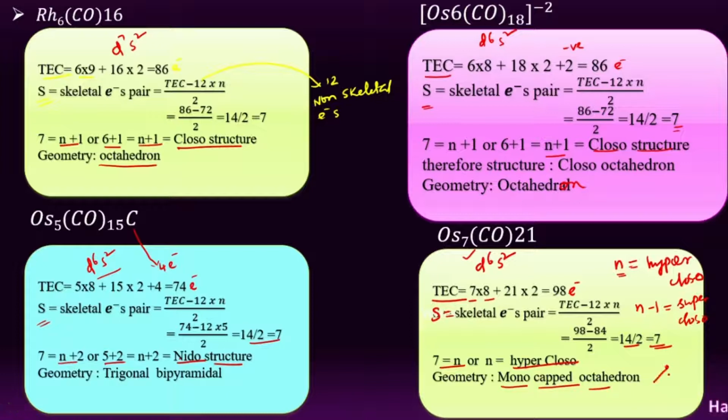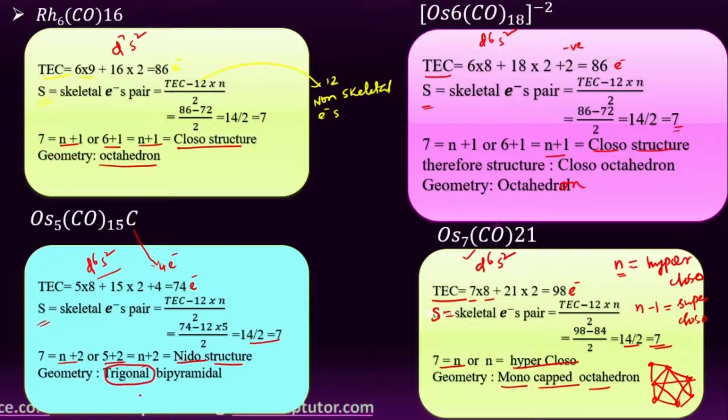Monocapped octahedron geometry means, here you can see, this is the octahedron pattern, and this is monocapped. It looks like a cap over the triangular face of the octahedron. So we can call it a monocapped octahedron. Clear, student, right? Okay.